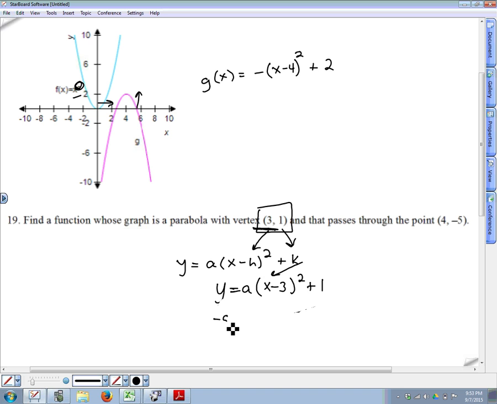I'm going to go ahead and do that. I'm going to plug a negative 5 in for y, leave a as a, plug in a 4 for x, and then follow order of operations. 4 minus 3 is 1. 1 squared is 1. 1 times a is a. So we have negative 5 equals a plus 1. If you subtract the 1 from the negative 5, you get a is equal to negative 6. So the equation is y equals negative 6 times x minus 3 squared plus 1.